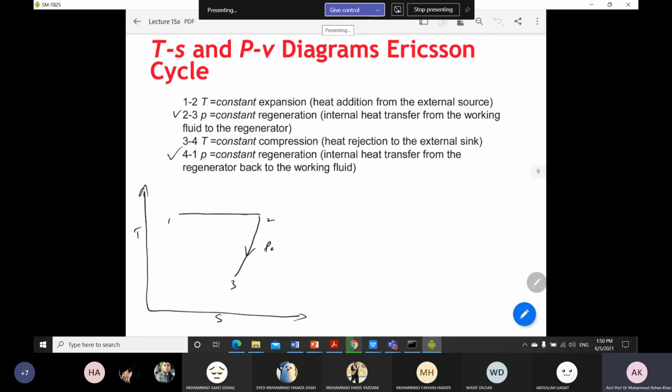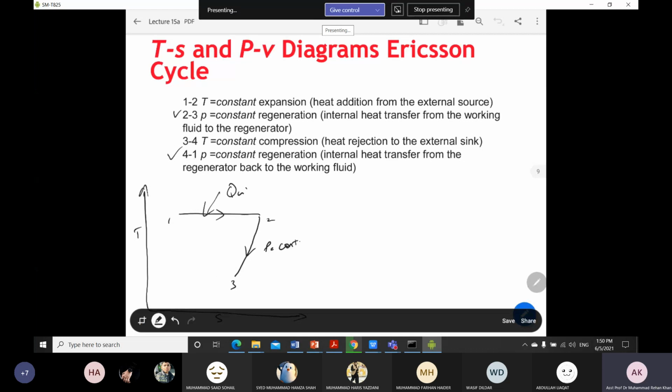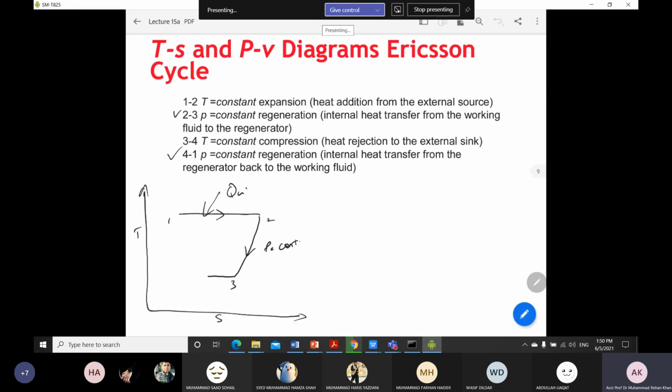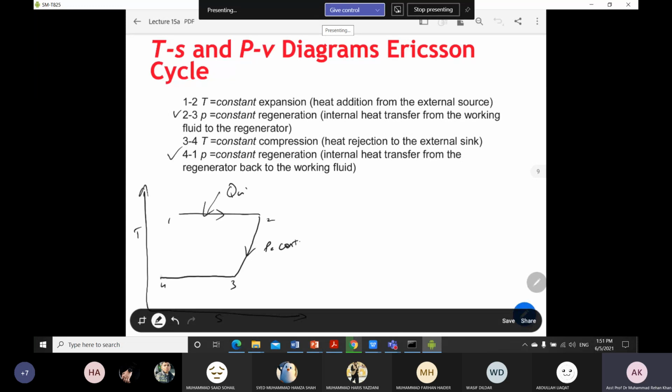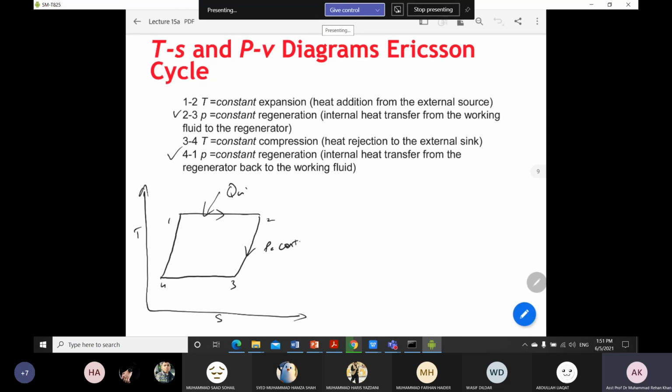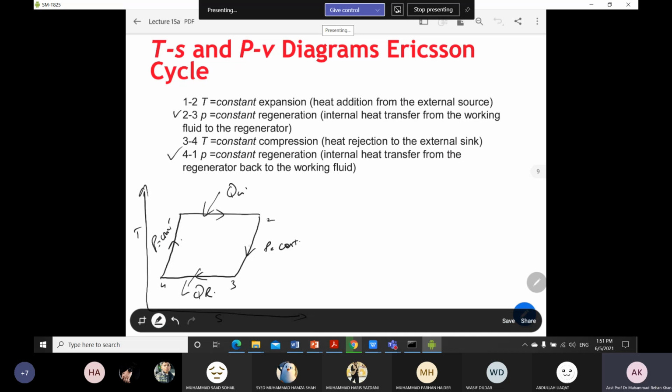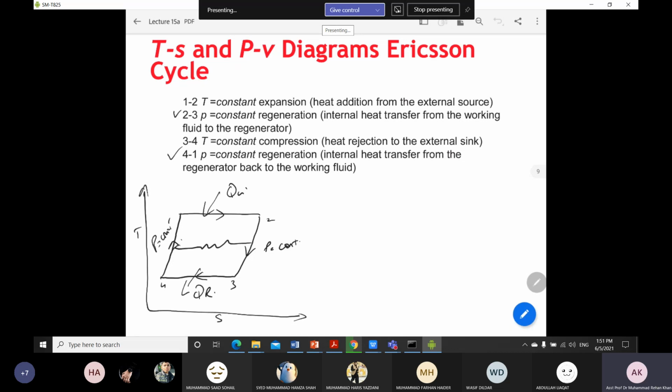Okay, you can just mark that pressure is equal to constant. Now 3 to 4, again it is an isothermal compression process, so it means that until process number 4 temperature is constant, and then 4 to 1. You can just mark P is equal to constant. And this is Q rejected, and then the regeneration takes place from 2 to 3.